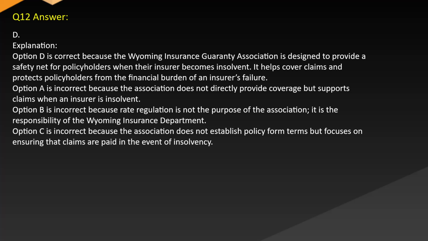Answer D. Explanation. Option D is correct because the Wyoming Insurance Guarantee Association is designed to provide a safety net for policyholders when their insurer becomes insolvent. It helps cover claims and protects policyholders from the financial burden of an insurer's failure. Option A is incorrect because the association does not directly provide coverage but supports claims when an insurer is insolvent.